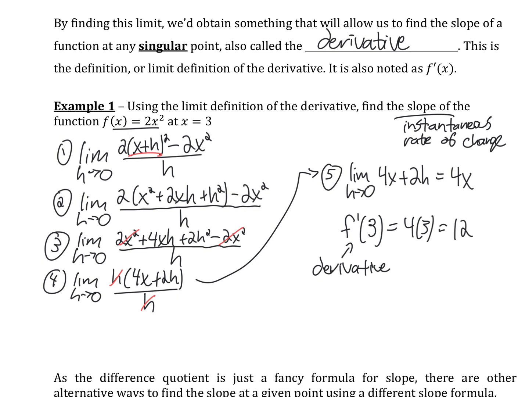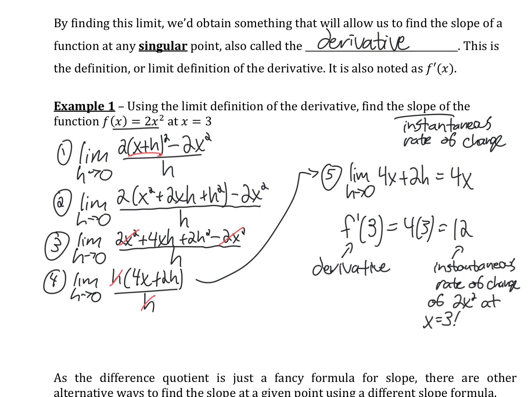That equals 12. 12 represents the instantaneous rate of change of 2x squared at x equals 3. Another way to say it, it's the slope of the tangent line to 2x squared at x equals 3.